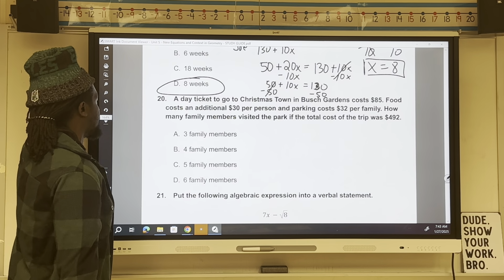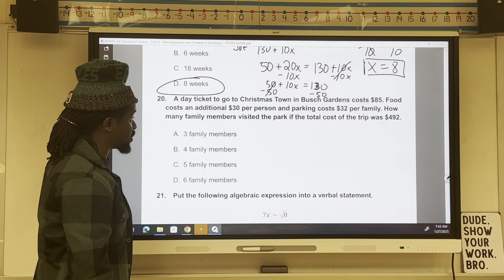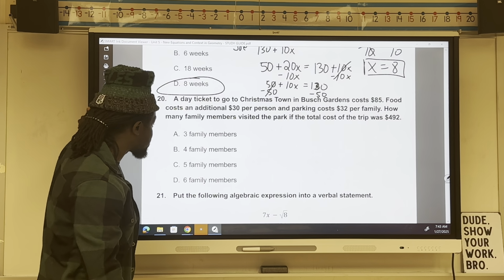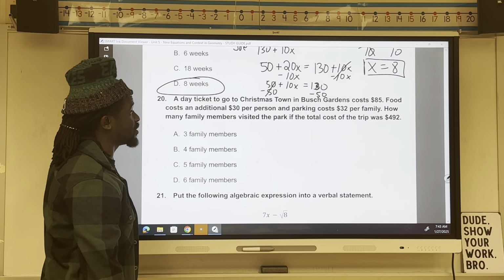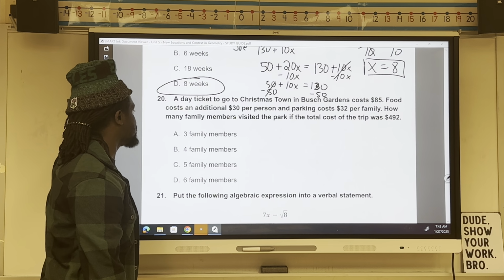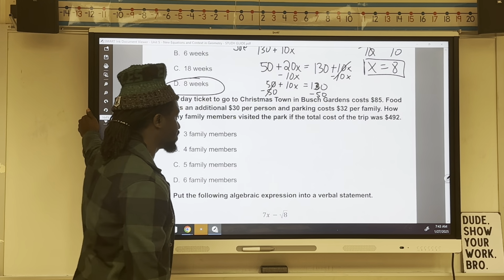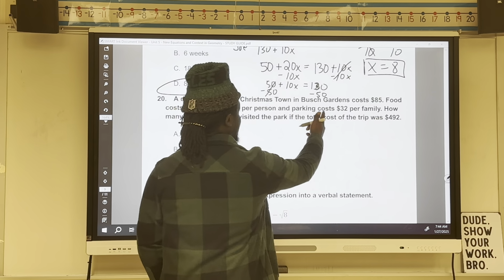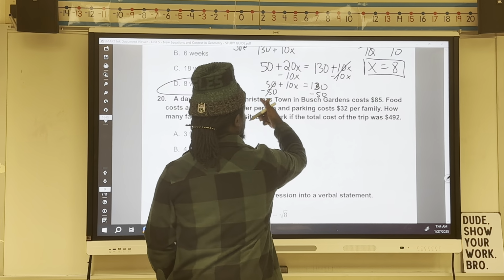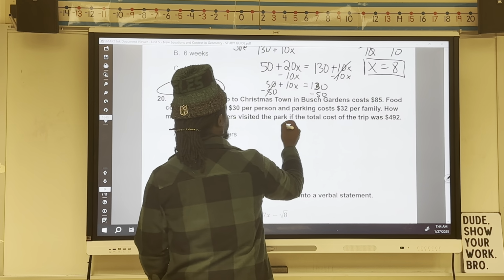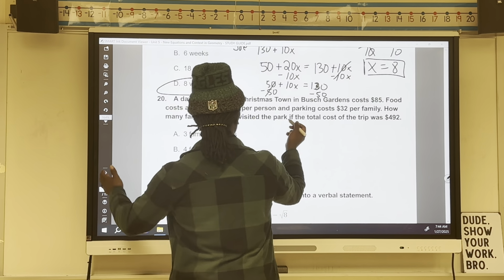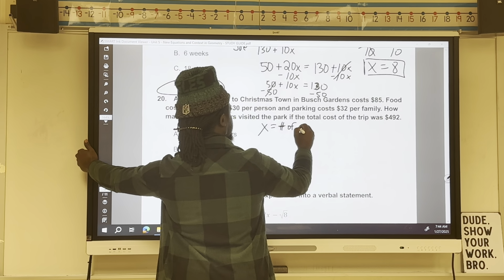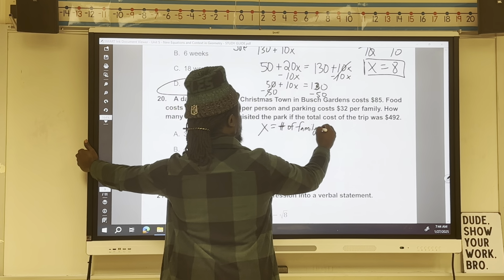A day ticket to go to Christmastown in Busch Gardens costs $85. Food costs an additional $30 per person, and parking costs $32 per family. How many family members visited the park if the total cost was $492? All right, so I'm gonna write an equation based on that. A ticket costs $85. So we're gonna, again, we don't know how many family members, so we're gonna say x is the number of family members. That's what we don't know.